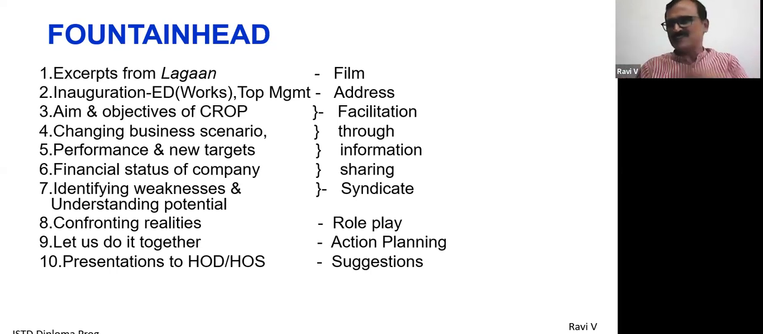Facilitation was done by sharing information. What is the business scenario? What are the targets that we have? It could have been department wise. They were all pulled into various classrooms in the training centers. Then what are the weaknesses we have? What is the potential we have? And so on. It was done in syndicates. As I said earlier, you can imagine a shop floor executive, a diploma holder, sitting along with a senior person, who prods him to give his views. And then action planning, then the presentation.